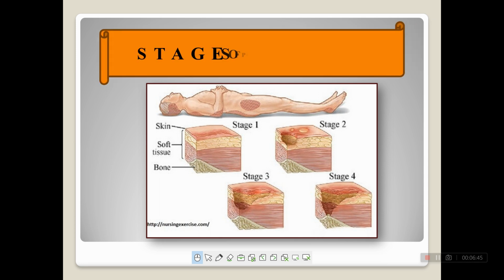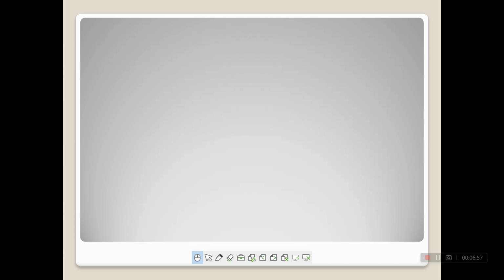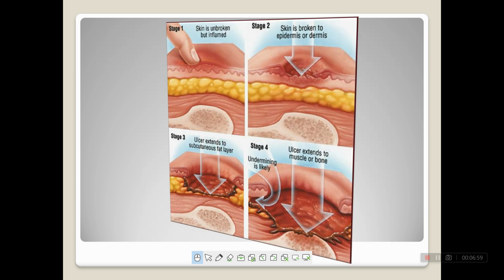And then we have the stages of pressure sore. We have 4 stages of pressure sore: stage 1, stage 2, stage 3 and stage 4. As you can see in the diagram, there are 4 stages. Firstly, in stage 1, the skin is unbroken but inflamed. In stage 1, the skin is inflamed, and redness and warmth occur in the first stage.